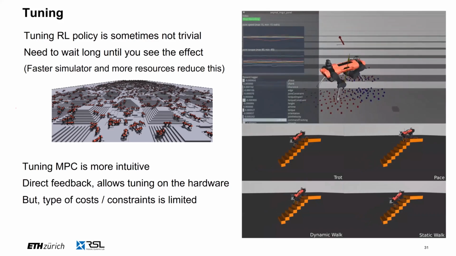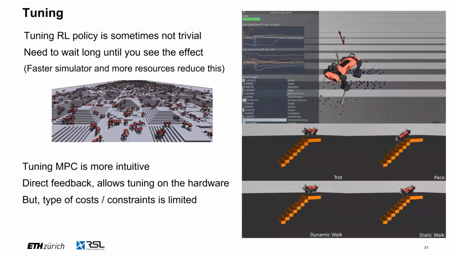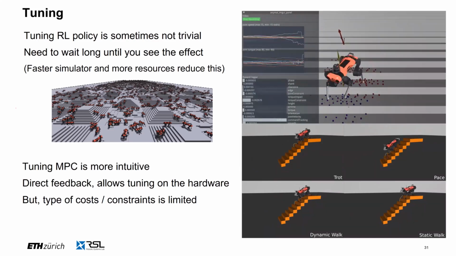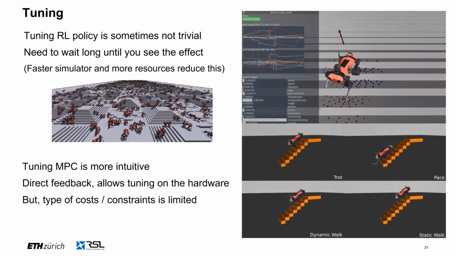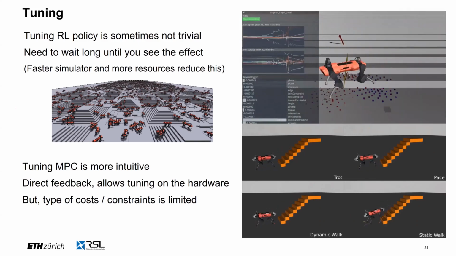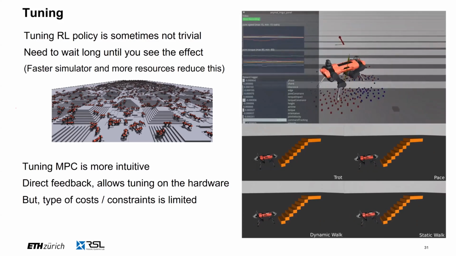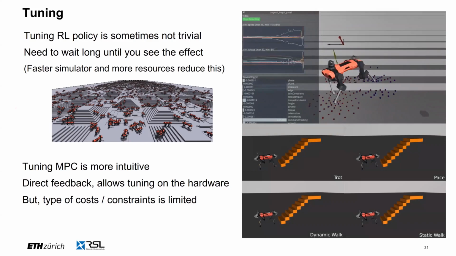But I have to say, you are a little bit limited in the type of costs and constraints that you can use, because you always have to keep in mind that you have to be able to solve this in real time. So doing something more than quadratic costs or some nonlinear barriers is very hard to realize. So we are a bit limited in that, and that's why we also cannot express the noise very well in the map or something like this.